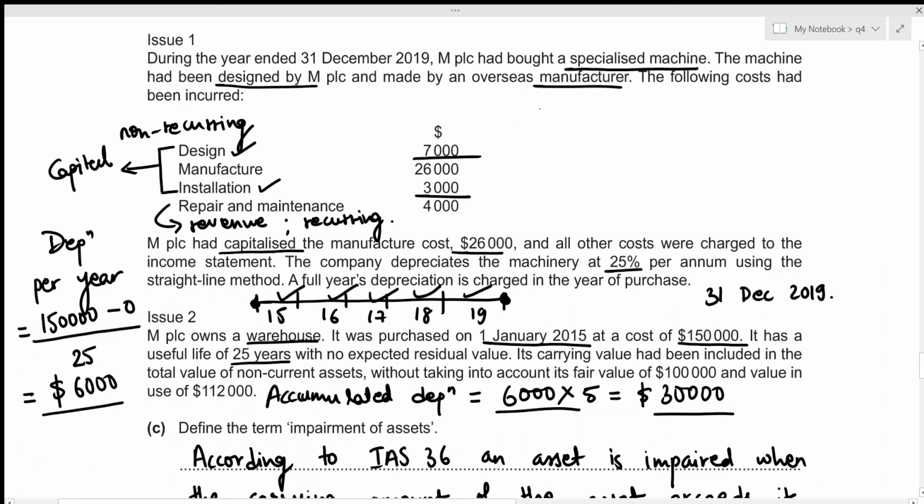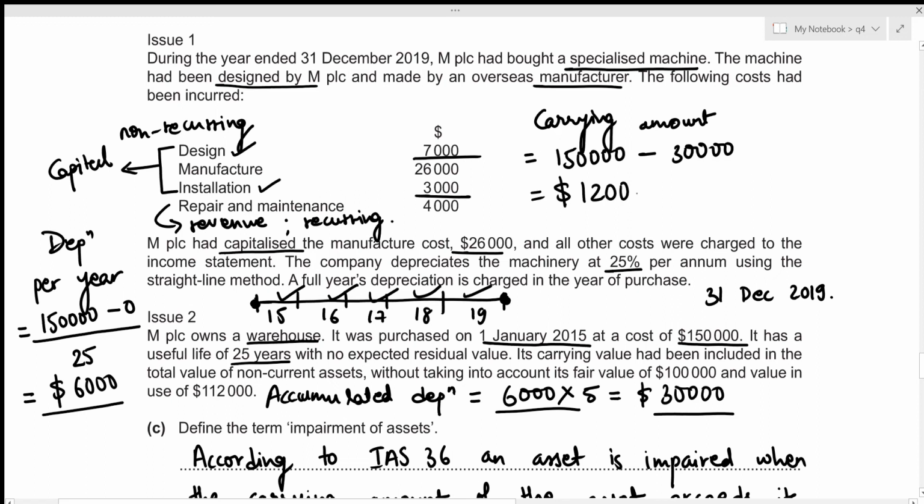Now we can figure out our carrying amount. Carrying amount is just the net book value, which means that we need to subtract our accumulated depreciation from the cost. We have the cost of 150,000 and our accumulated depreciation 30,000, which gives the carrying amount to have the value of 120,000. Okay, and its carrying value had been included in the total value of non-current assets without taking into account its fair value of 100,000 and value in use of 112,000.